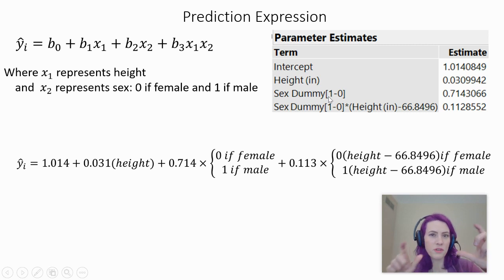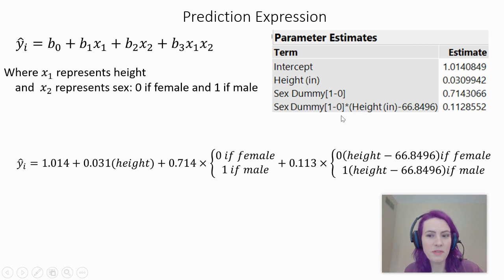Then we know we have to do the matching. So here's our dummy variable, our on-off switch, if you will. The coefficient is 0.714, so that's going to be multiplied by 0 if it's a female, so essentially it'll disappear, or multiplied by 1 if it's a male. So this part will show up for the males, but not the females. Then we have our last estimate, about 0.113, and that'll get multiplied by x1 times x2 in this case.